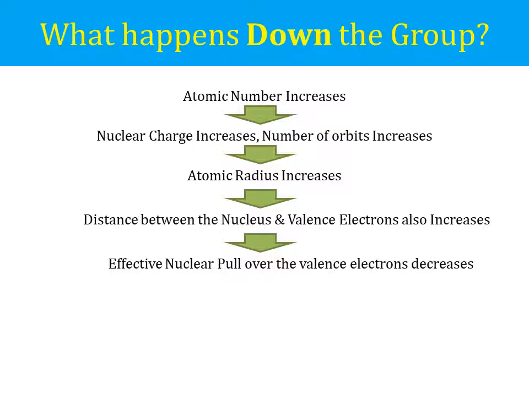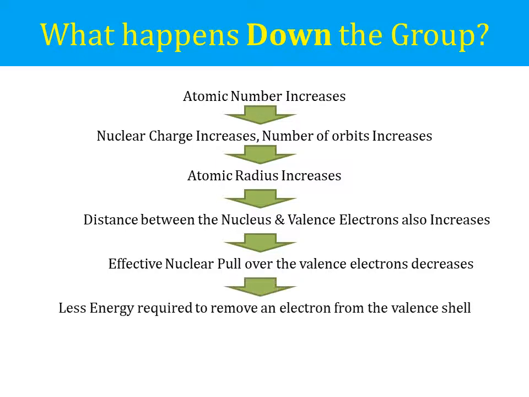The nuclear pull over the valence electrons decreases, and thus the nucleus is not able to hold the electrons very firmly. What's the result? The result is less energy required to remove an electron from the valence shell. That's what happens, isn't it?